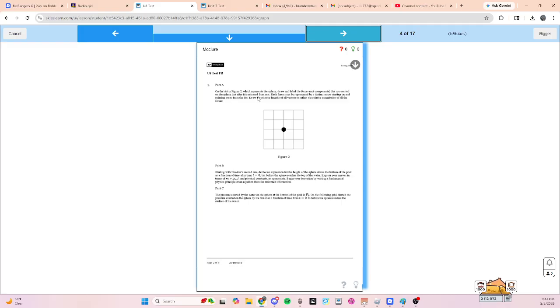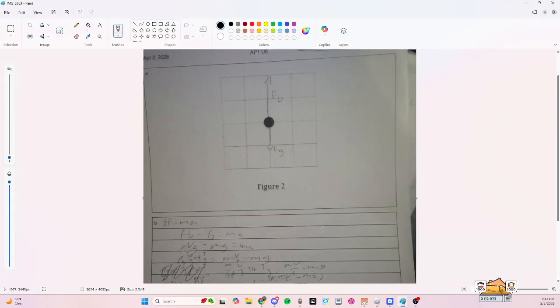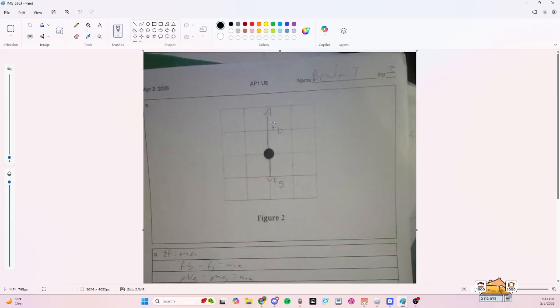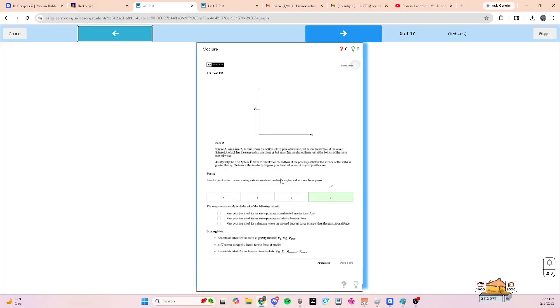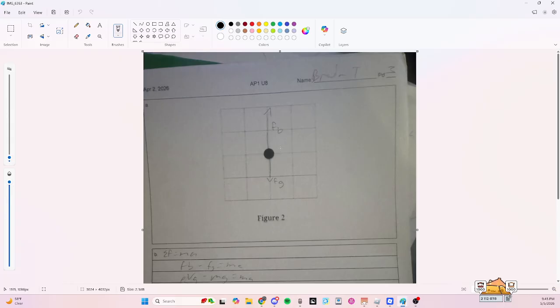On the dot, which represents the sphere, draw and label the forces that are exerted on the sphere just after its release from rest. Each force must be represented by a distinct arrow. So, here I just drew FB, the buoyant force going up, and then FG, the gravitational force going down, and that is the right answer. Say the buoyant force is larger. Yep, that's what I did. 3 out of 3.